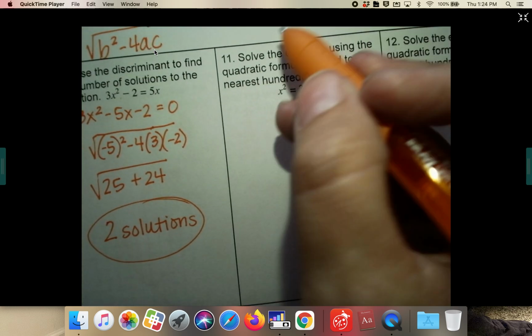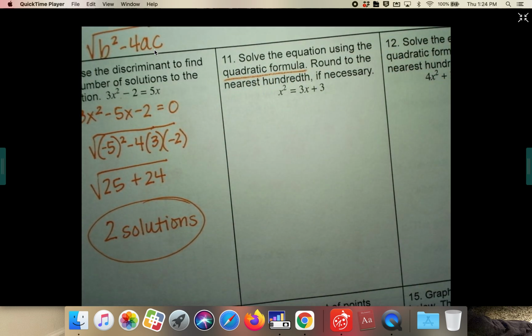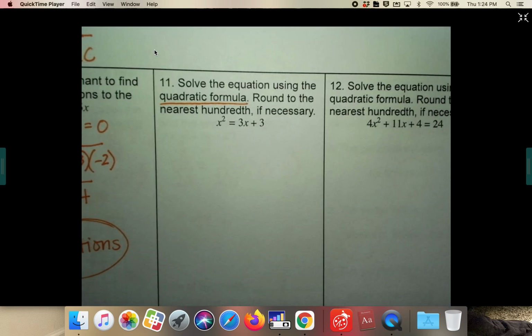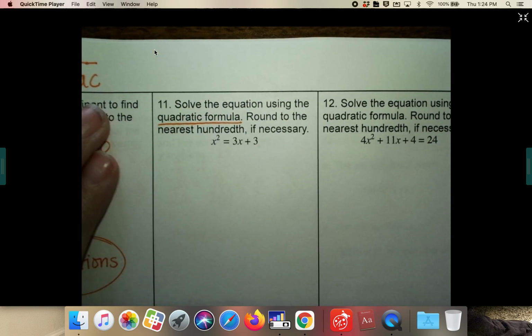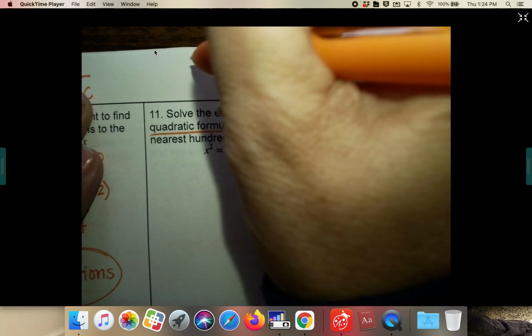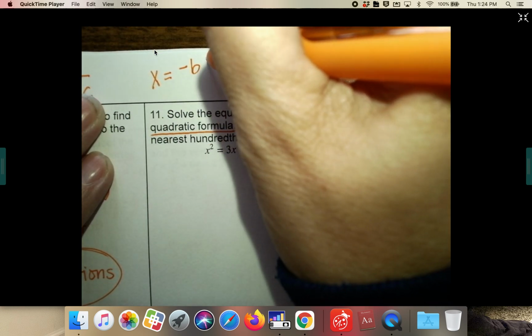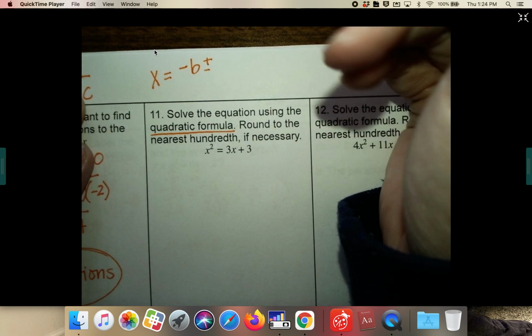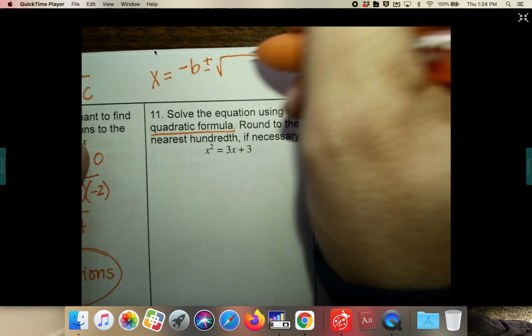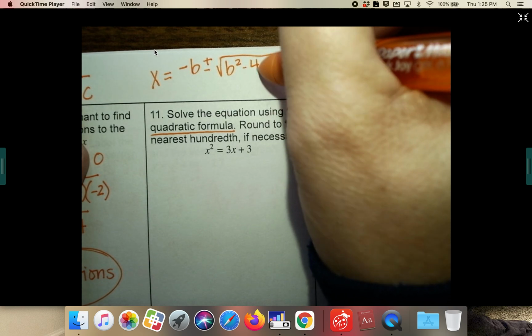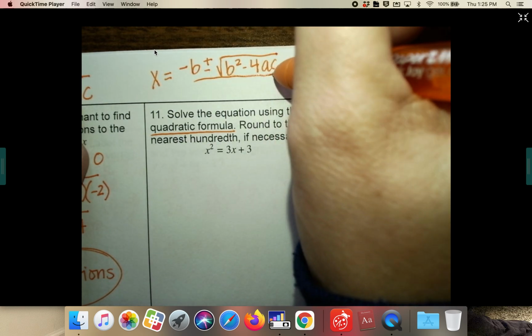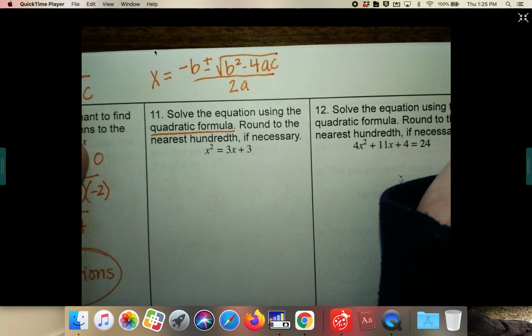Number 11 is using the entire quadratic formula. This is going to take a hot minute. So let me recap what the quadratic formula is. It is x equals opposite b plus or minus, see, I can't do it without singing, the square root of b squared minus 4ac all over 2a. All right, there you go.